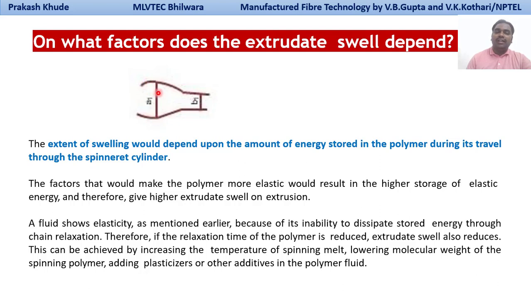So this is the outlet diameter of your extrudate. If you divide this capital D1 by this small d1, we will get the die-swell ratio. That will depend upon the amount of energy which has been stored in your polymer during its travel through the spinneret capillary. The factor which makes the polymer more elastic results in higher storage of elastic energy, therefore giving higher extrudate swell on extrusion.